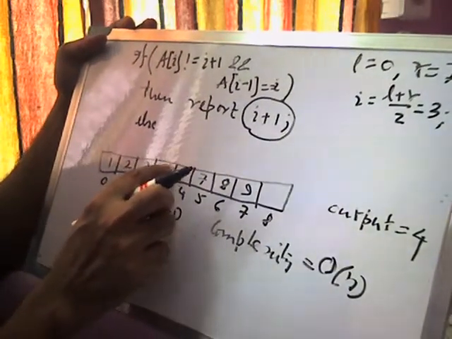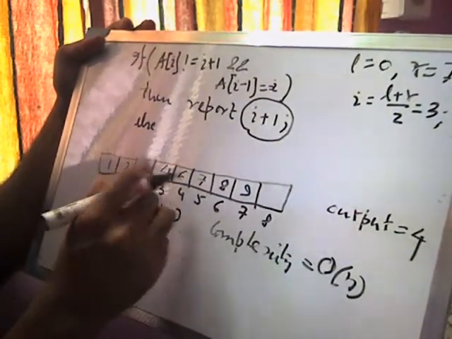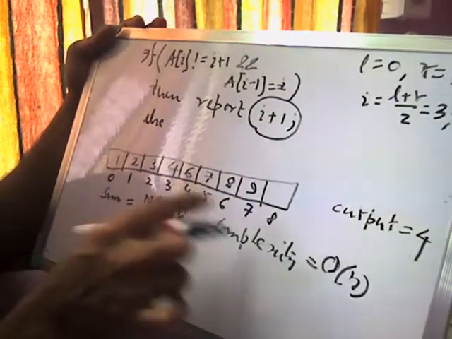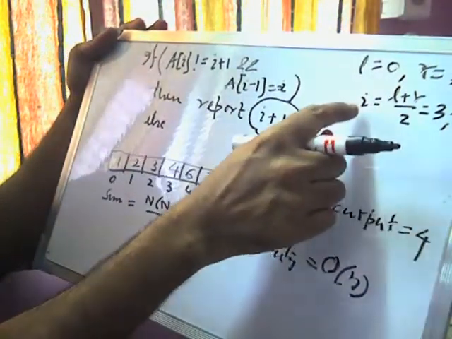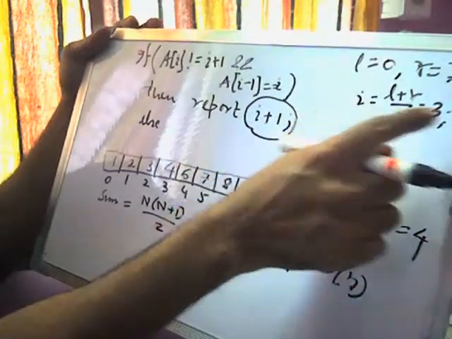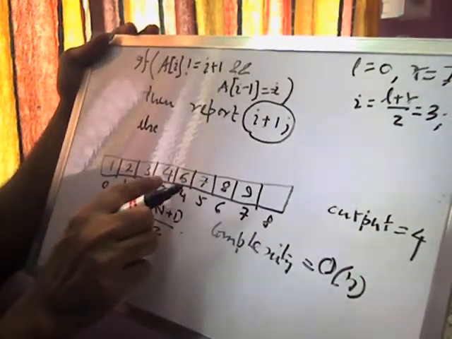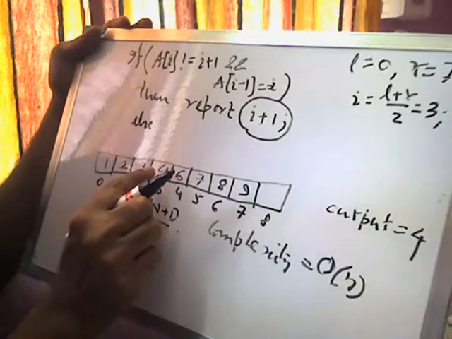Suppose I'm giving this example. This is 4 and this is 6. That is, 5 is the missing number. So what is the value of 3 here? This mid value is I equal to 3. But you see this, A[I] is not equal to I plus 1, so this will not satisfy.